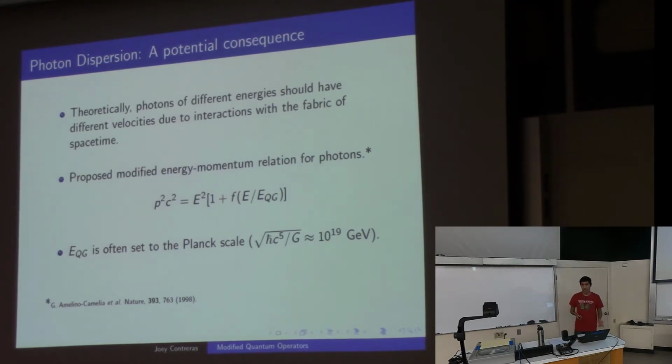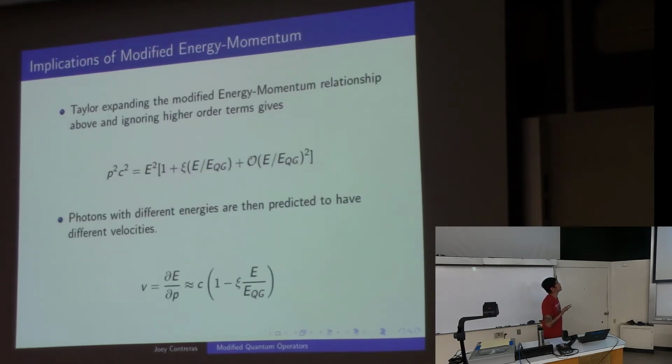Now, the quantum gravity energy is generally set to be the Planck scale, so 10 to the 19 GeV. This is just something done by convention, and I can't really give you a solid, fundamental, amazing reason why that is the case. But nonetheless, it's worth exploring.